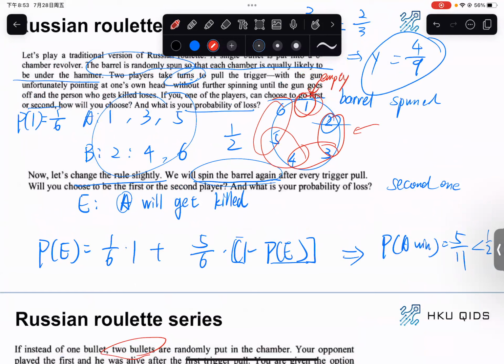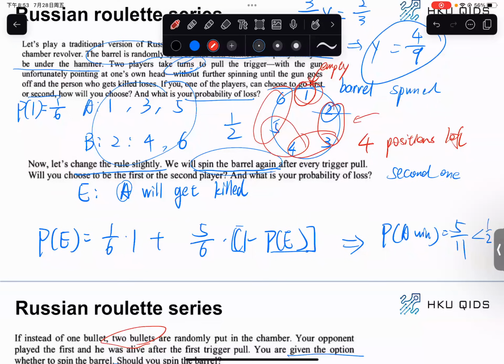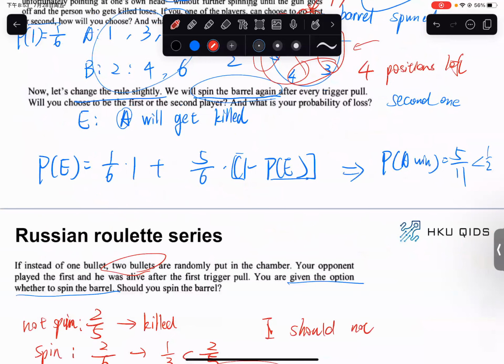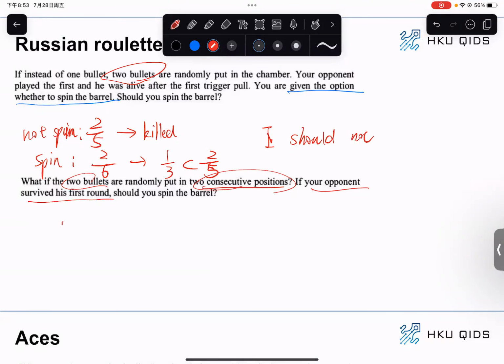So there are only 4 positions left, and one of them is going to contain the 2 bullets, right? So my chance of getting killed, if I don't spin, is now 1/4. But if I spin it, then again it is going to be 2/6, which is 1/3.